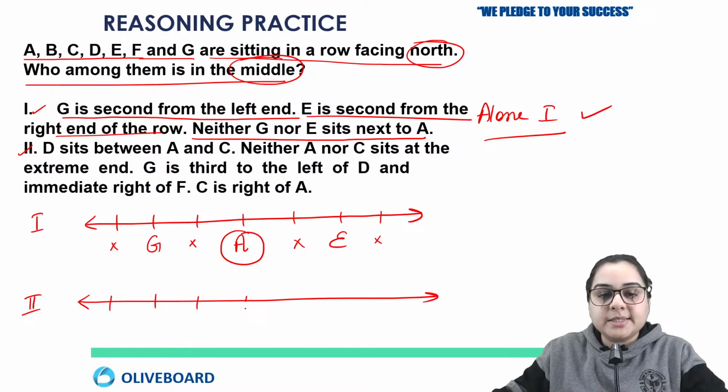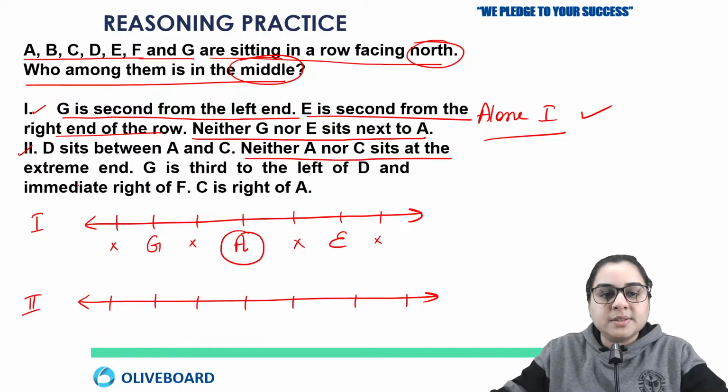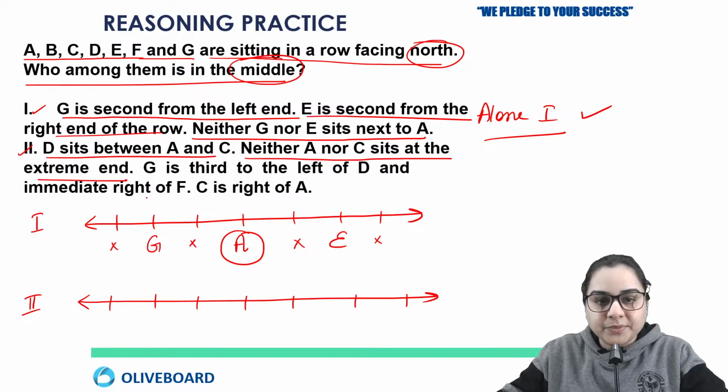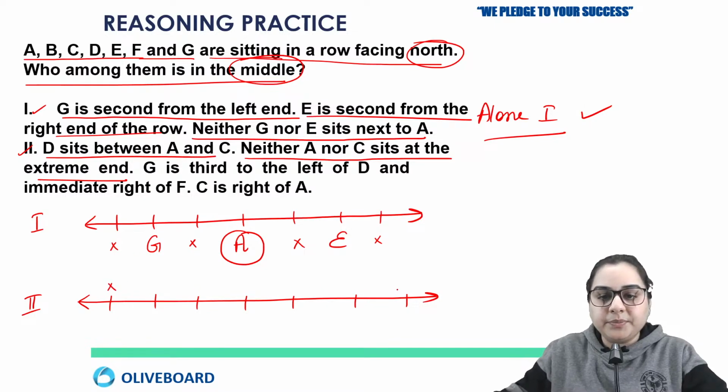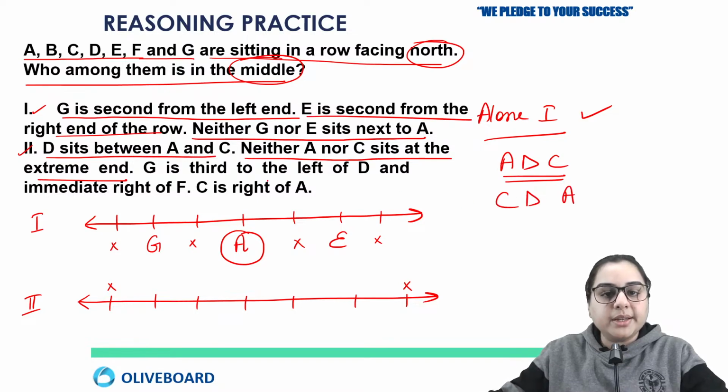So now let's make 7 positions. The first is that neither A nor C sits at the extreme end, and then D sits between A and C. So the question is that neither A nor C sits at the extreme end, so here and here A and C cannot sit. Next is that D sits between A and C. Now this is the information that D sits between A and C, so it can be like this or it can be like this.